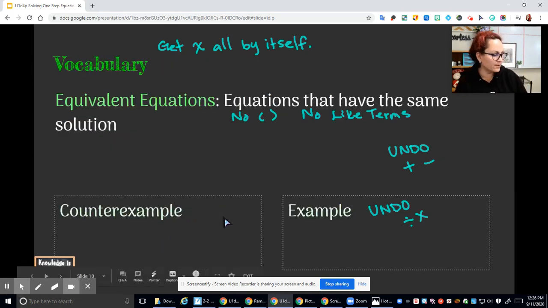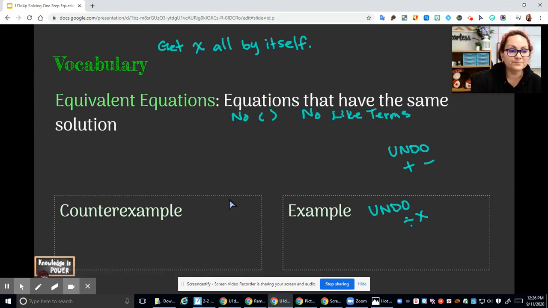Okay, our vocabulary word for today is equivalent equations, okay? So equations that have the same solution. Let me give you an example.